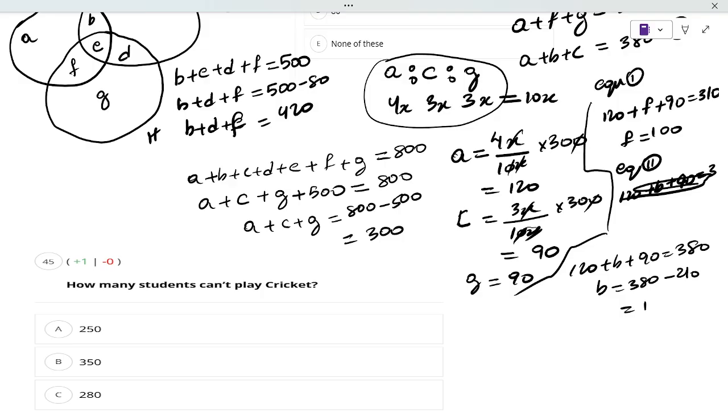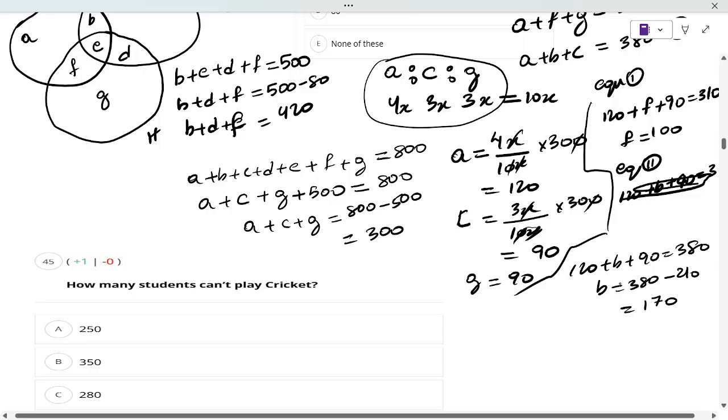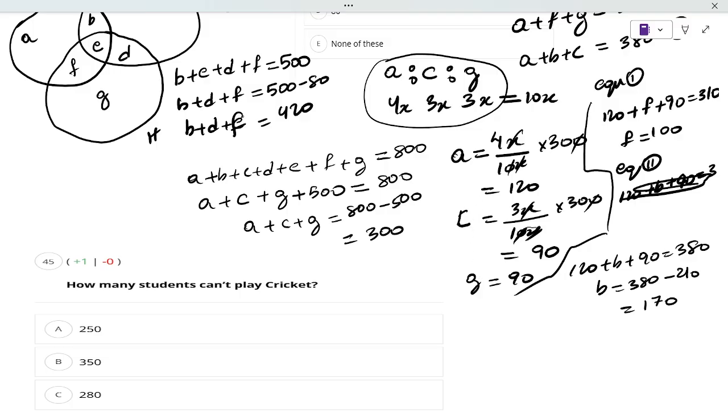So here this will give us 170 if I'm not mistaken again. So now we got the value of F, B, A, C, G, E. So we're left with only D. We'll get the value from the total from here, right?